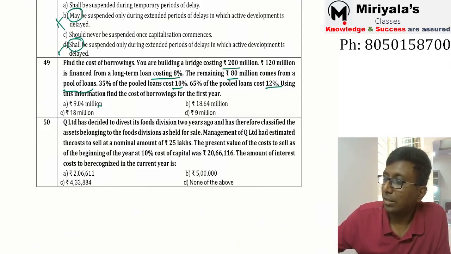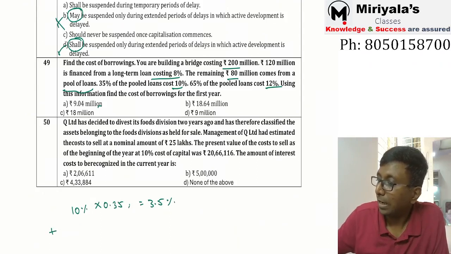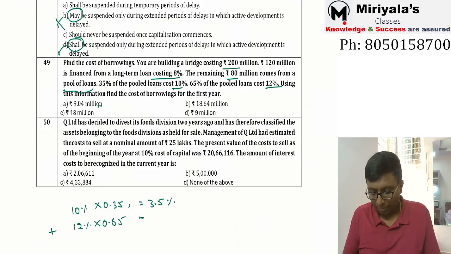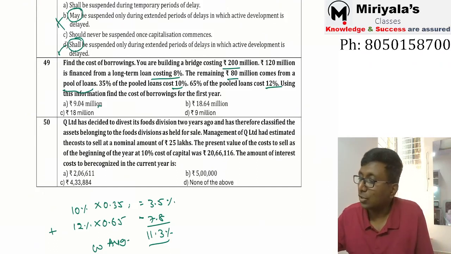What is given here? Correct? Yeah, 10%. He has given 10%. 35%, that is 0.35, pool weighted average. That is equal to 3.5 percent, plus the next pool, which is 12 percent cost, that is 0.65. 0.65 into 12 percent, if I take it, 7.8 will come. Okay, 7.8 plus 3.5, if I do it, that will come to 11.3 percent. What is this? This is the weighted average borrowing rate. That is your capitalization rate.